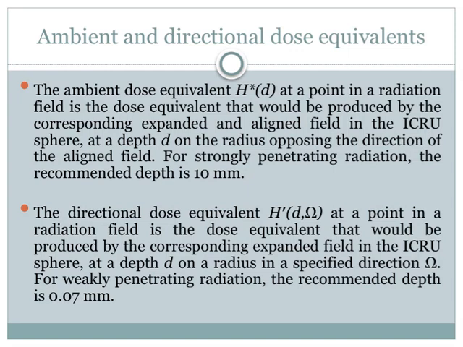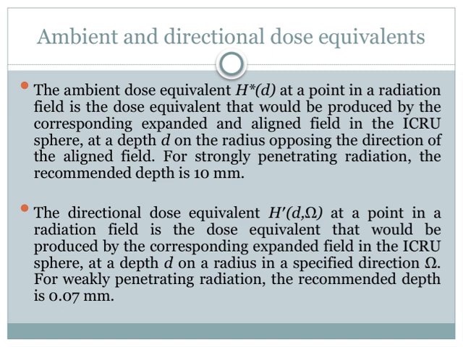When we talk about the ambient dose equivalent, H*D, we're referring to the dose that would be produced at a specific point in a radiation field if we consider an expanded and aligned version of that field within the ICRU sphere. Basically, it's a way to quantify the radiation dose in a way that accounts for the field's orientation and the type of radiation. The key here is the depth, D, which is measured along the radius opposite to the direction of the aligned field. For strongly penetrating radiation, like gamma rays or high-energy particles, the recommended depth is 10 millimeters. This allows us to standardize dose measurements for such penetrating radiation.